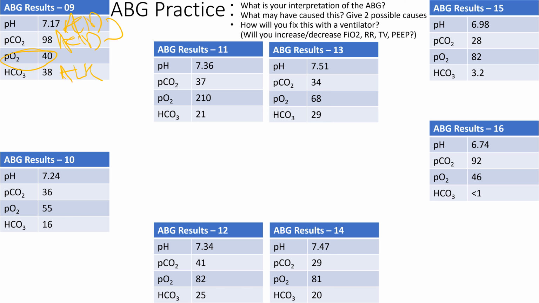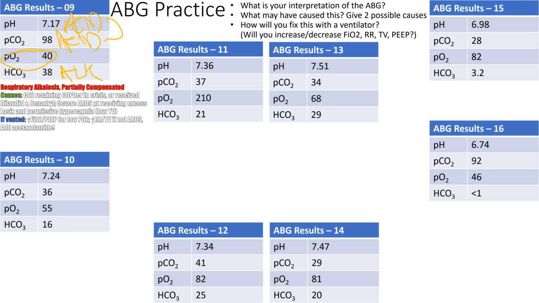So PO2 of 40 could be a pneumonia patient, a COPD patient with pneumonia, a COPD patient with CO2 retention, and then they also have pneumonia on top of that, and they're breathing fast, and they can't really catch up, and now they're going to retain more and more CO2. Okay. All right. So next one, number 10.